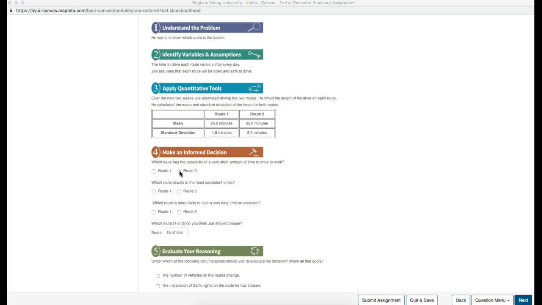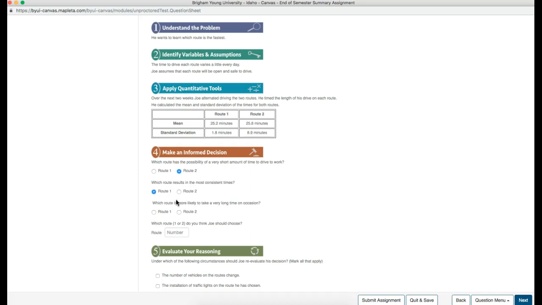So route 2. Which route results in the most consistent times? As we talked about the spread here, a route or route, however you want to pronounce that, this one's going to be much more around the 25.2 minute mean here. So this one will be much more consistent.